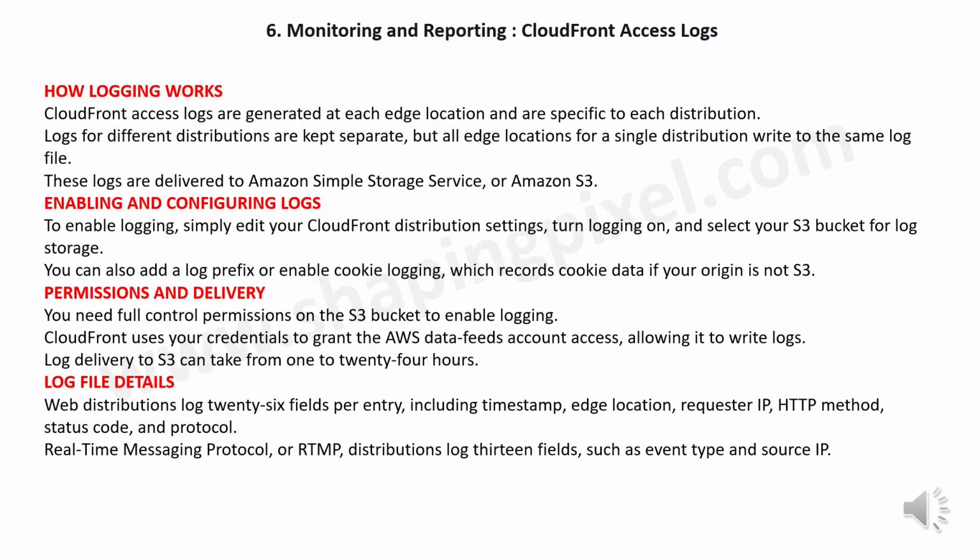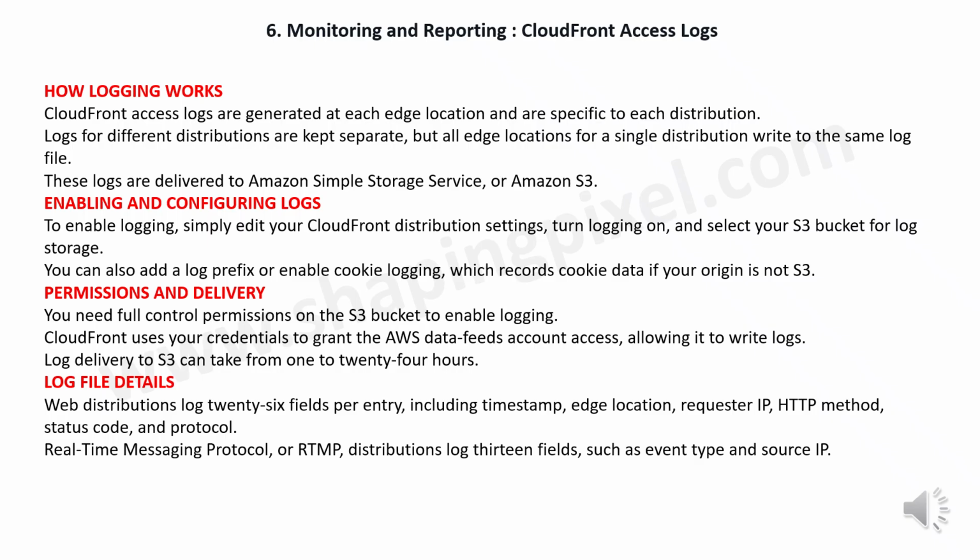To enable logging, simply edit your CloudFront distribution settings, turn logging on, and select your S3 bucket for log storage. You can also add a log prefix or enable cookie logging, which records cookie data if your origin is not S3. You need full control permissions on the S3 bucket to enable logging. CloudFront uses your credentials to grant the AWS Data Feeds account access, allowing it to write logs. Log delivery to S3 can take from 1 to 24 hours.